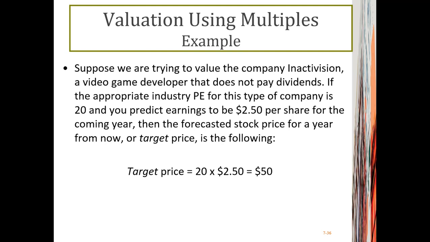Now let's take a look at a very simple example to see how we can apply the PE ratio in estimating stock price. Suppose we are trying to value the company Activision, a video game developer that does not pay dividends. If the industry PE ratio for this type of company is 20 and you predict earnings to be $2.50 for the coming year, then the forecasted stock price for a year from now, or the target price, should equal that benchmark PE ratio times its future earnings of $2.50. That will give you $50 of estimated stock price or target price of this company.